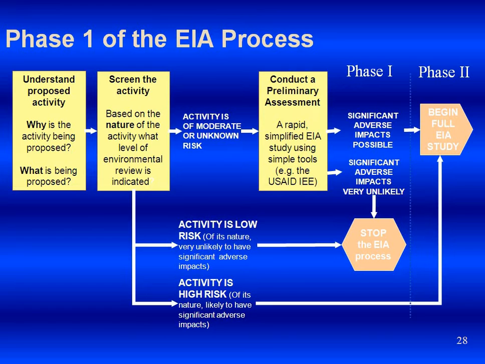Then activities at high risk, by their nature likely to have significant adverse impacts, in that case you go directly for a full EIA. So significant impacts mean full EIA, and high risk means full EIA. If significant adverse impact is very unlikely, in that case there is no need to do that. Or if the activity is low risk, in that case also you don't have to do that. So this is how you choose whether to do it or not.